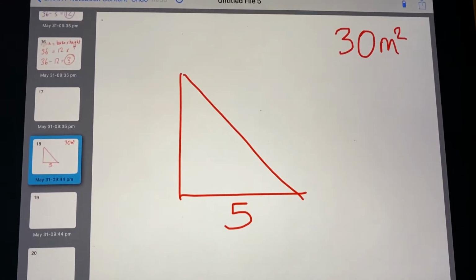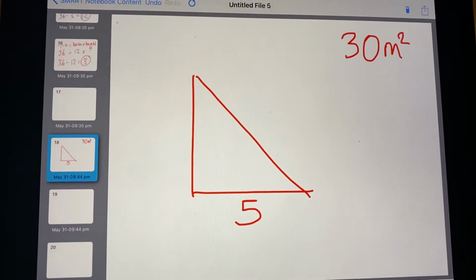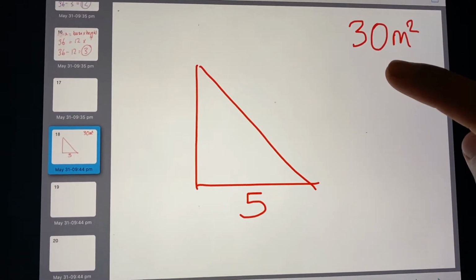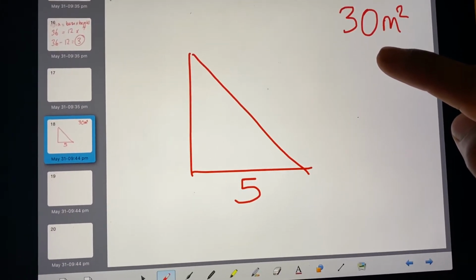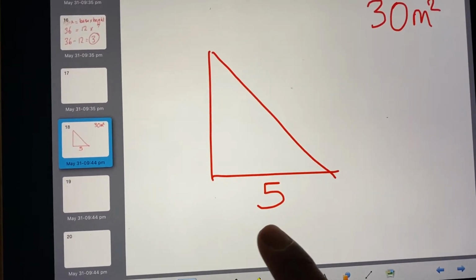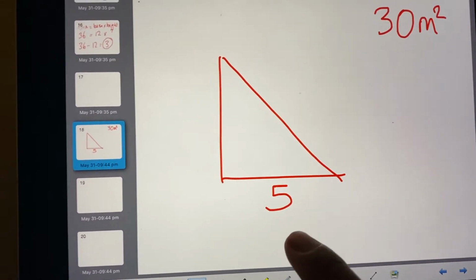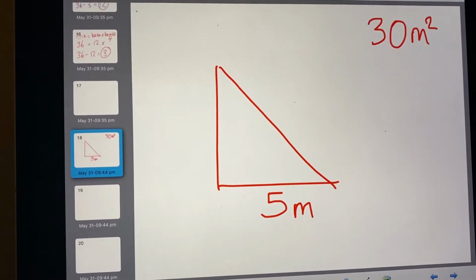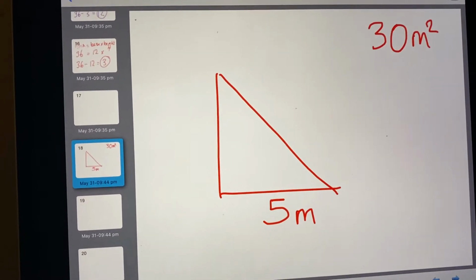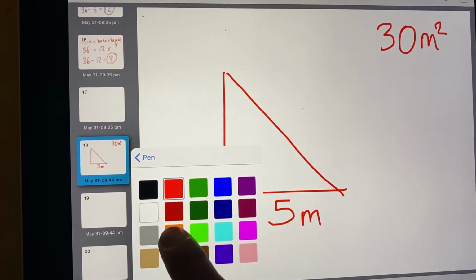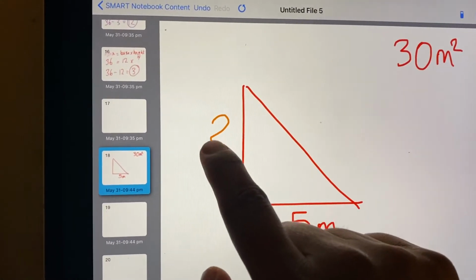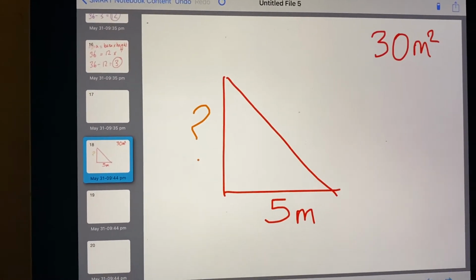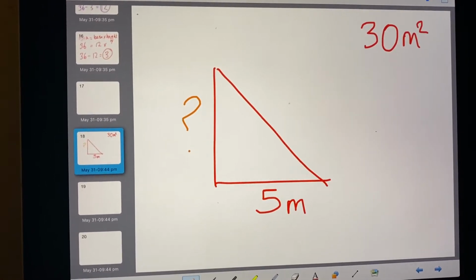Okay, here is video 3 for you. So we've got a triangle this time. Again, I've given you an area, 30 meters cubed, and the length of my triangle is 5 meters. Okay, what do you think we might do to find, let me just change the color, let's go orange, what do you think we might do to find this length here that I've highlighted using a question mark?